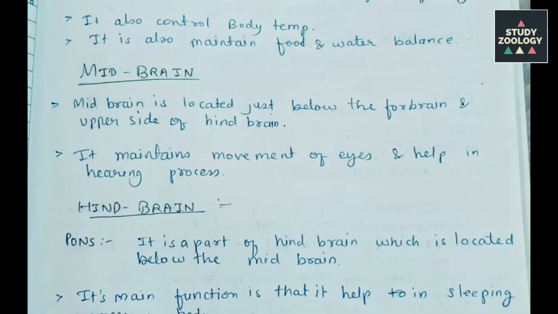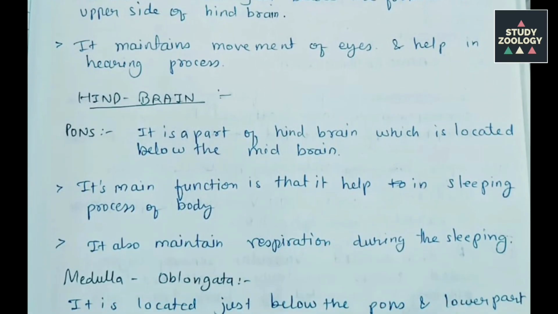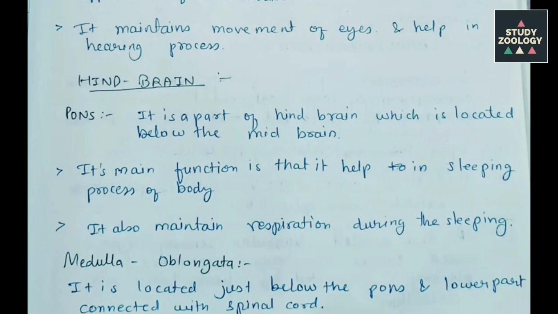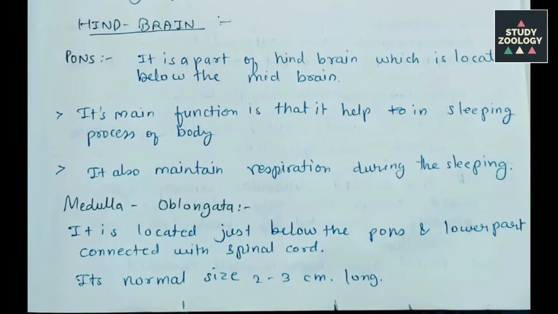Second structure is midbrain. Midbrain is located just below the forebrain and upper side of hindbrain. It maintains movement of eyes and helps in hearing process. Third structure is hindbrain. It contains three parts. First is pons. It is a part of hindbrain which is located below the midbrain. Its main function is that it helps in sleeping process of body. It also maintains respiration during sleeping.